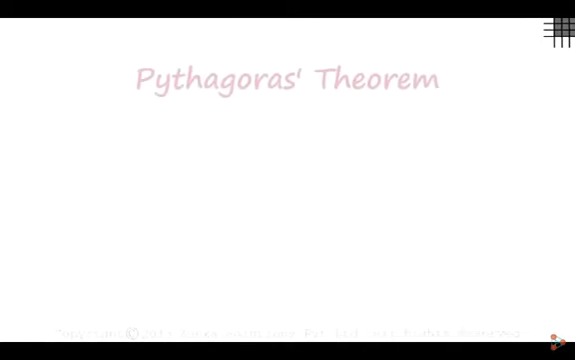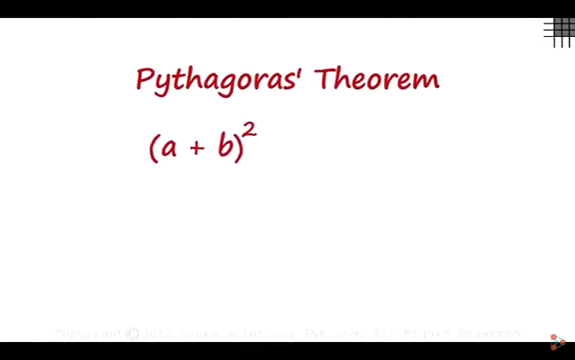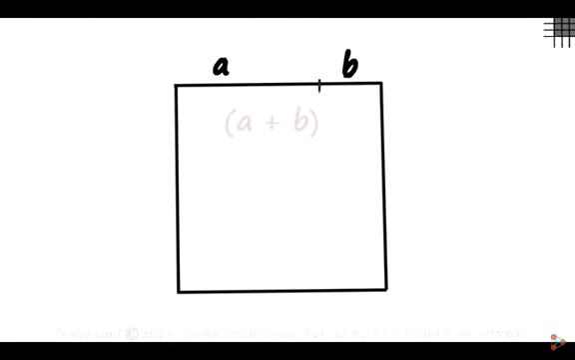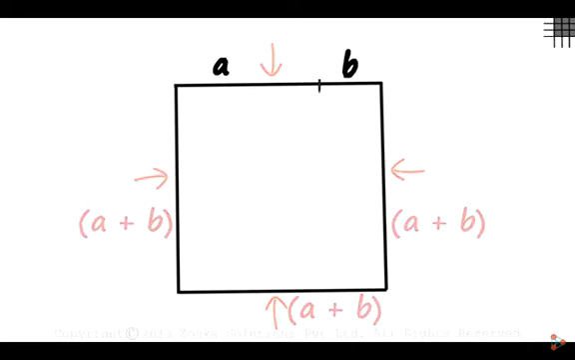The process to understand the Pythagoras theorem is pretty similar to the one for a plus b the whole squared. We draw a line of any length and mark a point on it. This point can be marked anywhere on the line. We name the parts A and B. This length will be A plus B. Next, we complete the square with A plus B as its side. This is a square in which each length is A plus B.